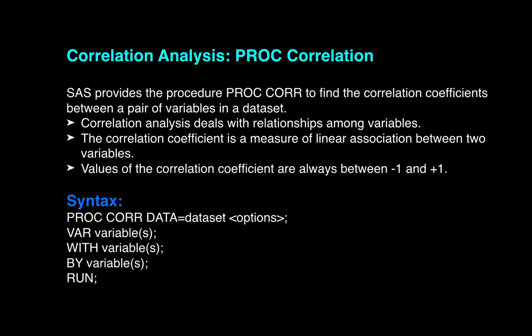So PROC CORR is the procedure that is used to calculate the correlation between variables. It gives the results of how one variable depends on another variable. For example, if one variable's value is decreasing and the other variable's value is increasing, then this type of correlation is called negative correlation, and vice versa. In general, the results range between -1 and +1.